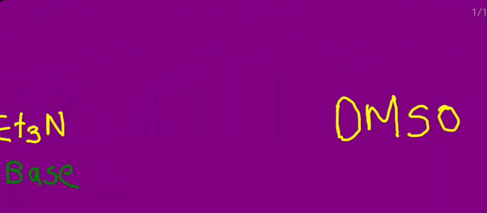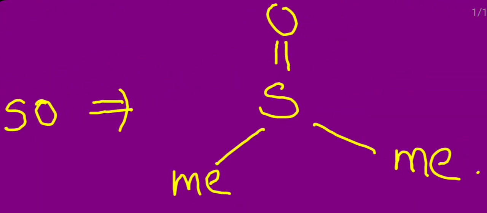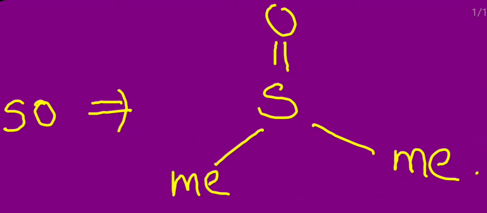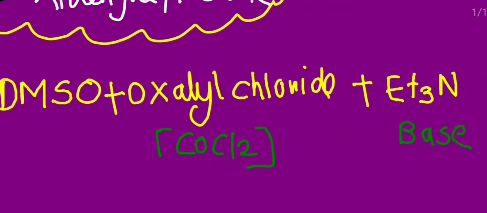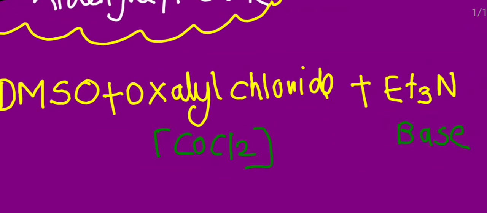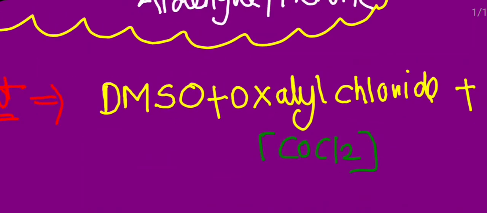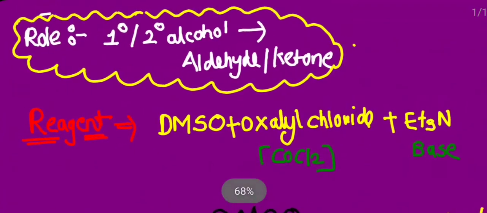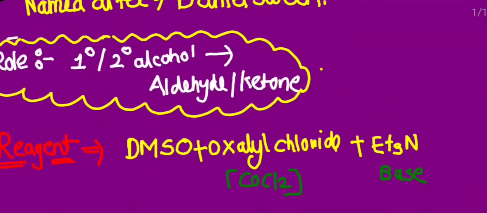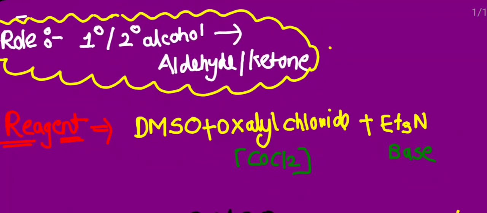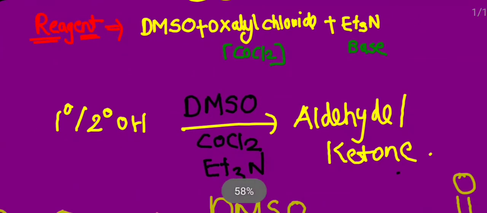You can see here the structure of DMSO looks like this: the dimethyl groups are present over here and the sulfoxide group is in the center. That is dimethyl sulfoxide, the reagent used in this reaction. DMSO itself doesn't act as an oxidant, but it needs an activator like oxalyl chloride and a base, that is a basic medium. So the reagents used in the Swern oxidation are DMSO plus oxalyl chloride and base. Now what is the reaction scheme over here?